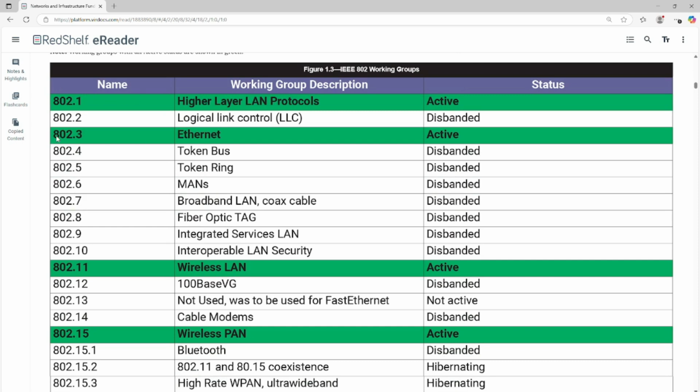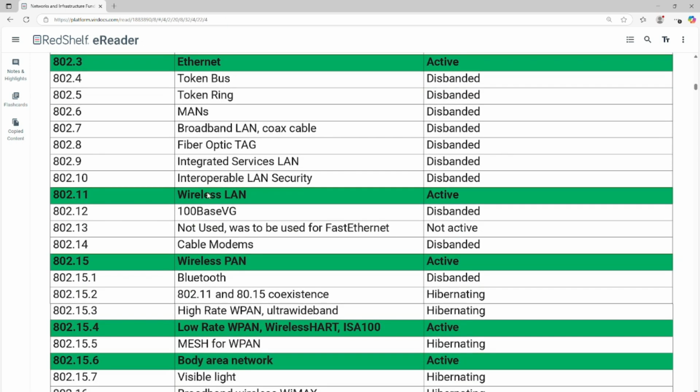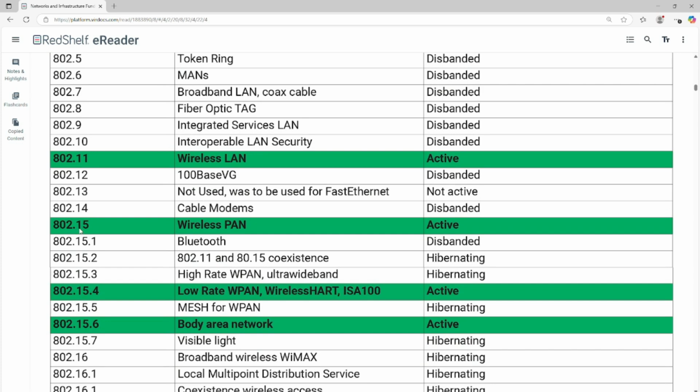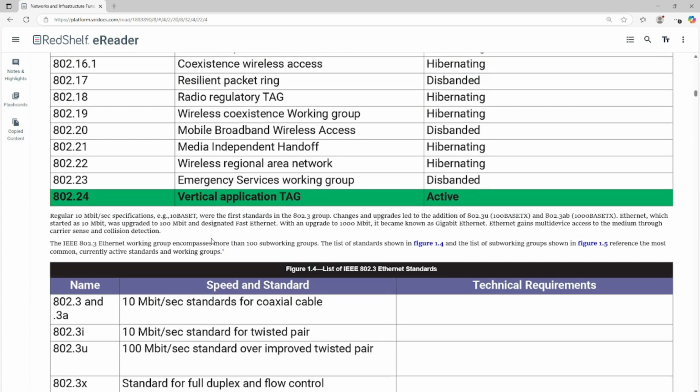They include 802.1, 802.3 for Ethernet, 802.11 for wireless local area network, 802.15. Yep, you want to keep this one in mind too.